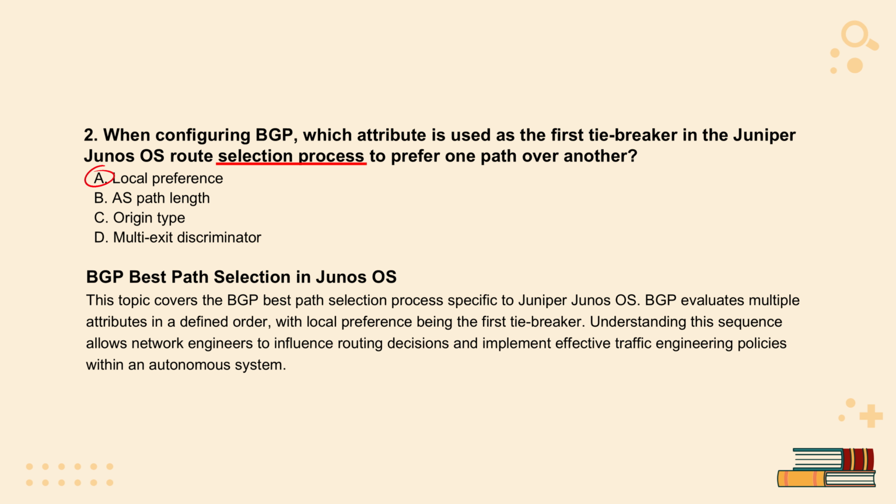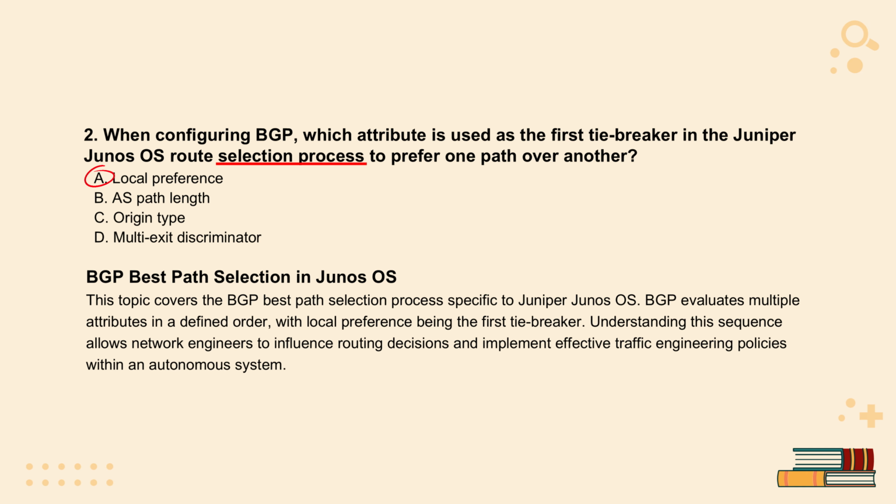This is so important because the order really matters, and it can vary a bit between vendors. But in Junos, local preference is king. It's the first attribute checked after making sure the next hop is reachable. And the reason it's first is? Policy. It's all about policy. What do you mean by that?